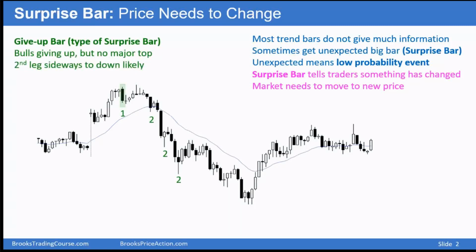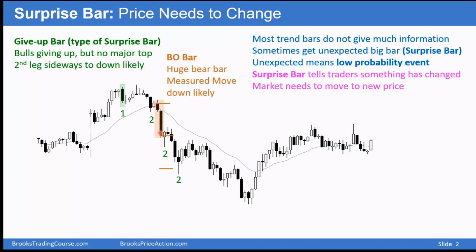For example, here we have a big bear bar in a bull trend, and it's an unexpected bar. The market's rallying, and now we're getting a big bear bar. The odds are we're going to get at least a small second leg down. Sometimes you'll get a big leg down, but at a minimum, you're expecting that the first reversal back up will not get very far and will get at least a small second leg down.